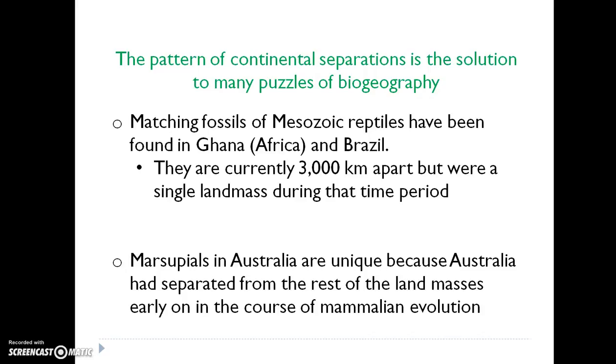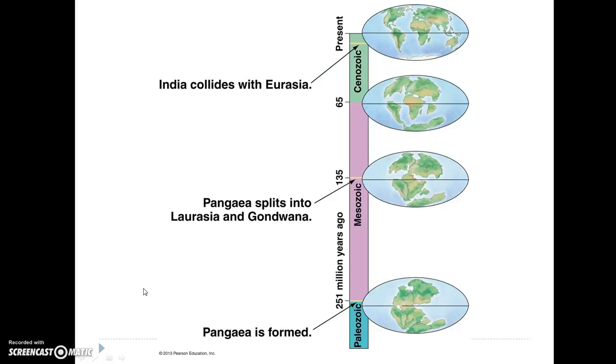which will account for some of the similarities in organisms we see in fossils today. And of course, marsupials in Australia are unique because Australia had separated from the rest of the land masses early on in the course of mammalian evolution. So it wasn't until the land masses were separated that mammals actually started to evolve, and that is one reason why Australia has a very unique complement of mammals.